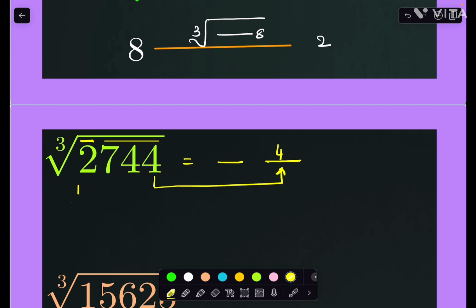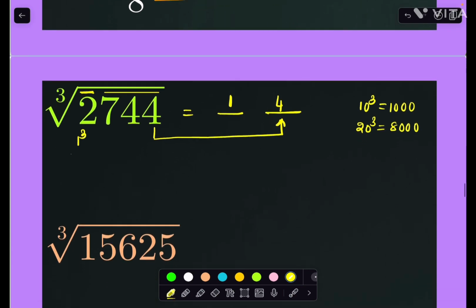So I can write 1 cube only, not 2 cube value, right? That means definitely your number ends with what? Leftmost part is what? Here 1, right? So we can write like that.